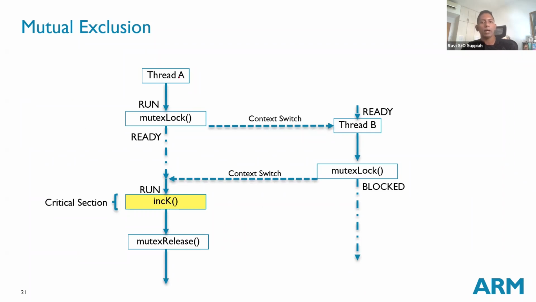Let's look at this idea here. Let's say I have thread A and thread B, and both of them try to access this increment K function. So inside my code, whenever I have the function called increment K, what I must do, before I access this shared resource, is say Mutex Lock. And after I finish, I must say Mutex release.